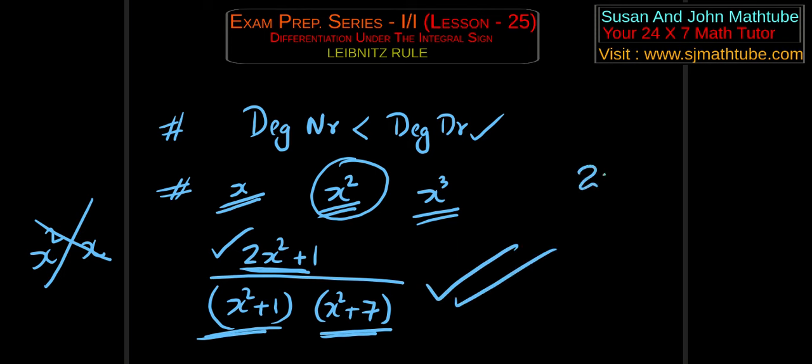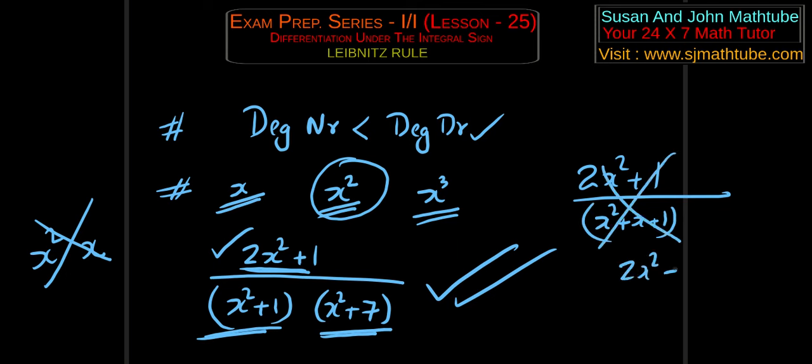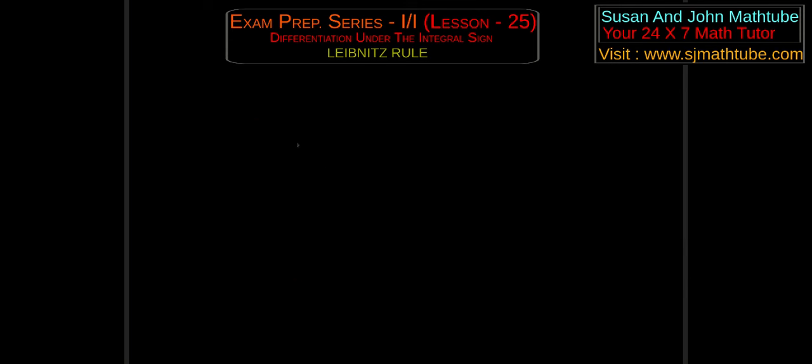But if it is something like 2x square plus 1 by x square plus x plus 1, or no, this cannot be applied. Even if it is like 2x square plus 1 by x plus 1 and the next one is like x square plus 7, no, this is not qualified. Okay, now let's go for something little bit hard.